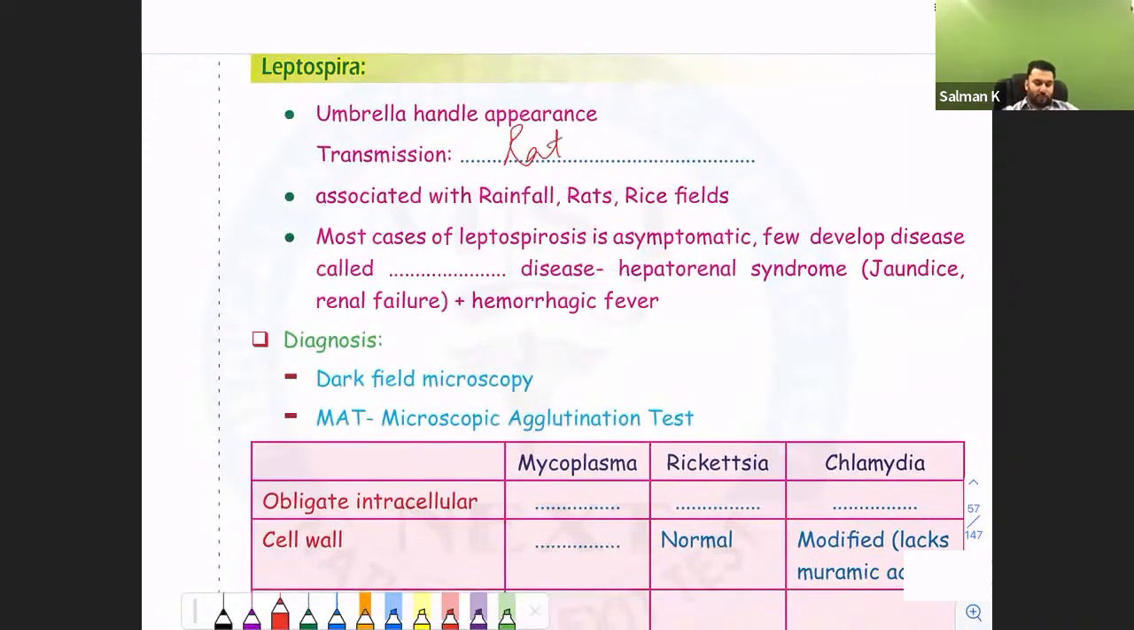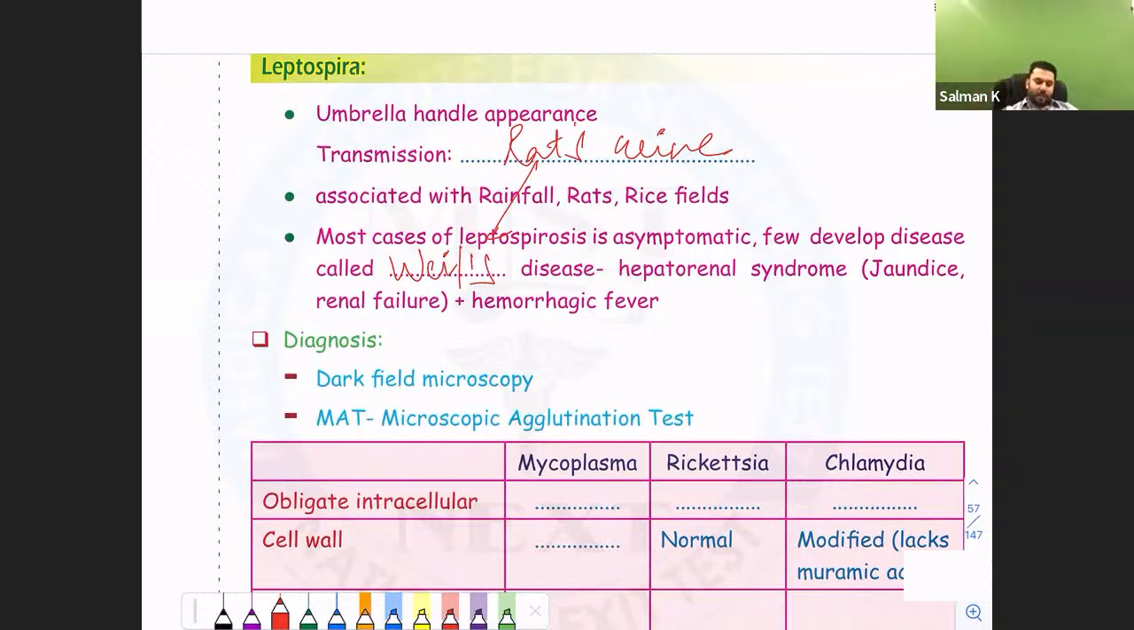Leptospira comes in your body through rat's urine. Coming in contact directly or indirectly with the rat's urine can give you this infection. And the name of the disease is Weil's disease. Okay, what is the name over here? It's simply called Weil's disease.